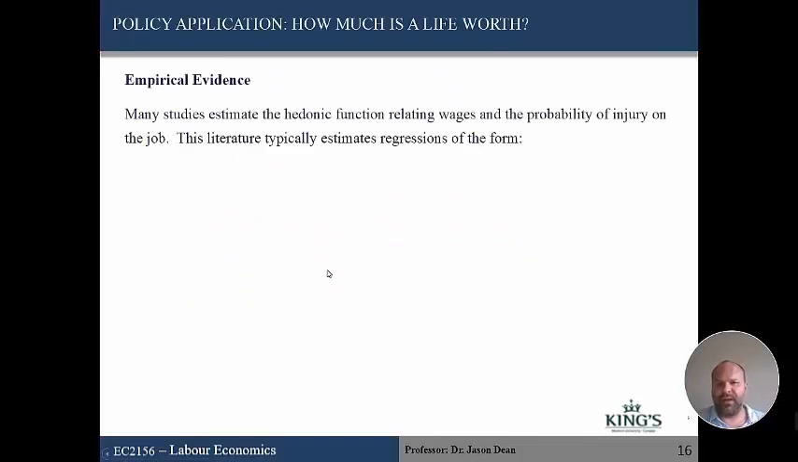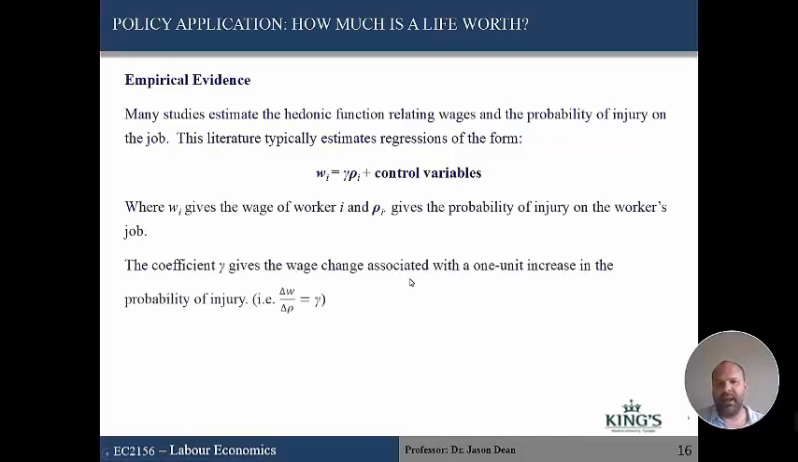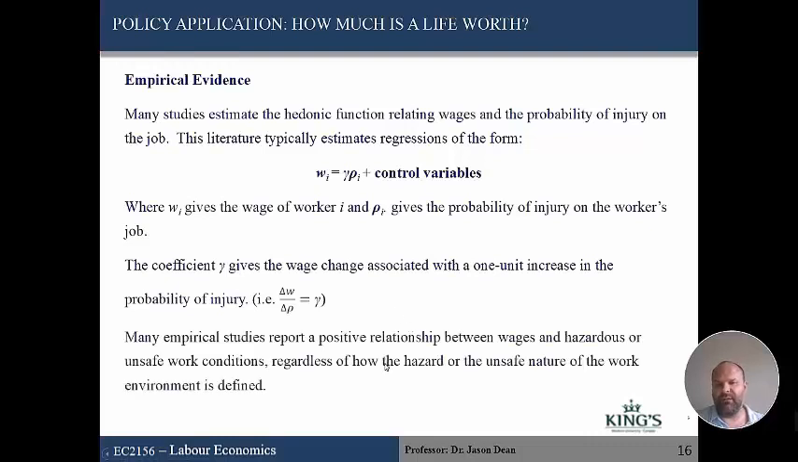There's been a lot of research done on this. Typically regressions would be run of the following form. We have wage as a dependent variable. As an independent variable, we have the probability of injury, and then we have this gamma coefficient in front. This here would measure the change in wage with respect to a change in the probability of injury. We also have some control variables. If we were to estimate this, the gamma would give us the change in wage over the change in probability of injury, and that would be giving us the value of a human life.